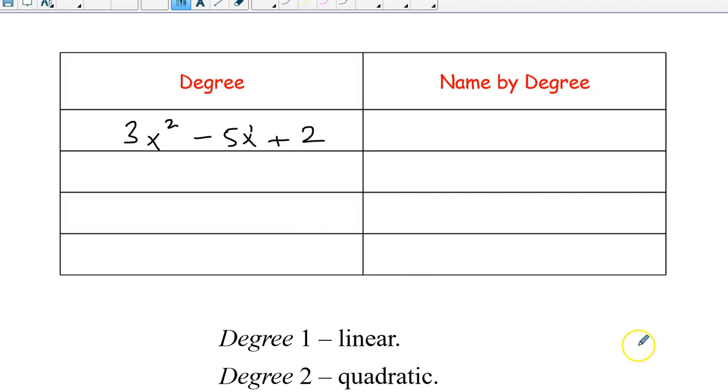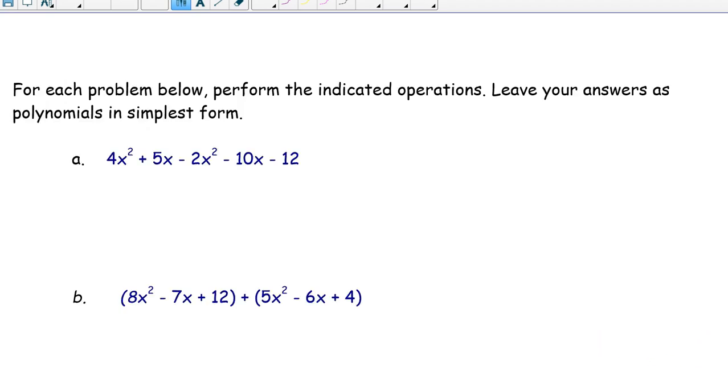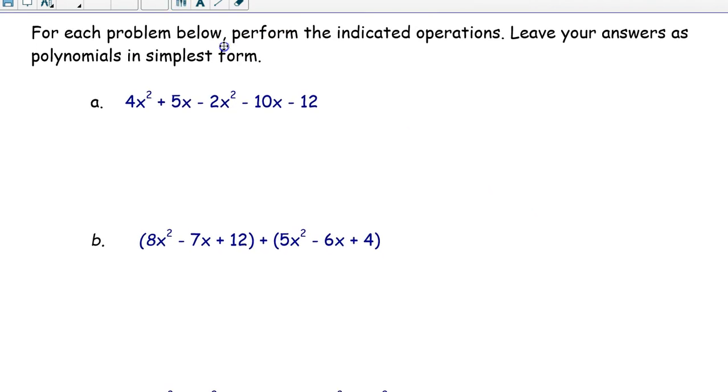Now, in the next part, we are looking at combining polynomials. How do you simplify these polynomials? I have here: perform the indicated operations for these polynomials. Leave your answer as polynomials in the simplest form. I have 4x squared plus 5x minus 2x squared minus 10x minus 12.